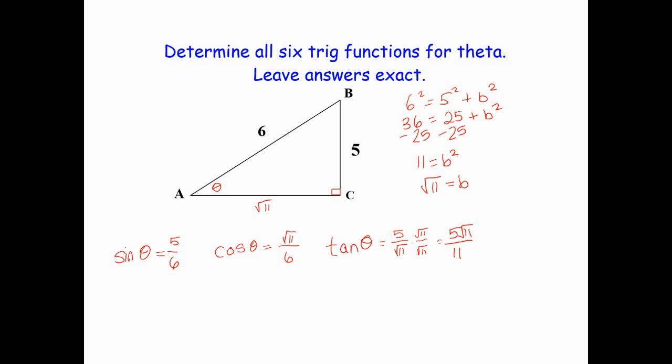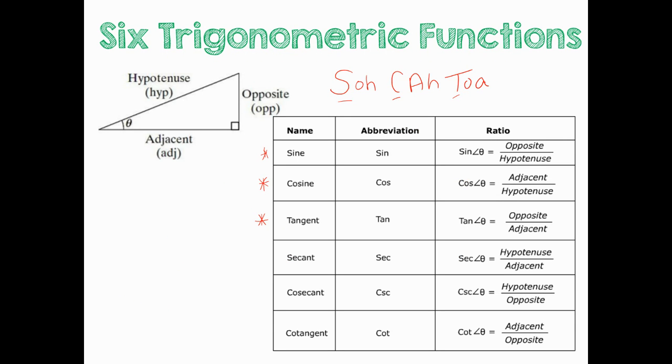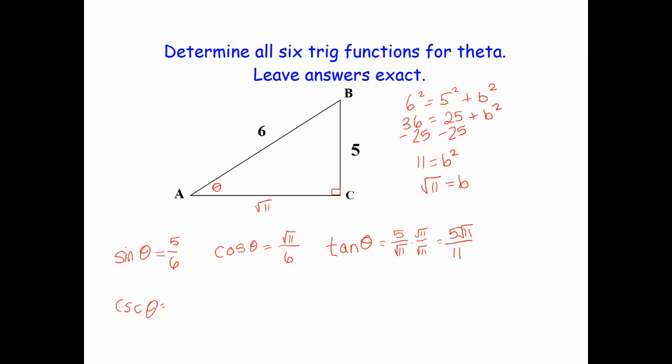And now, again, we want all 6 trig functions. So the next thing I'm going to do, I'm going to switch up from the previous slide. I'm going to do my cosecant. And the reason is I want you to see the relationship between sine and cosecant. So cosecant, if we look, I'm going to go back for a second. Cosecant is our hypotenuse over opposite. So for hypotenuse over opposite, opposite being 5, hypotenuse being 6, so I now have 6 over 5.